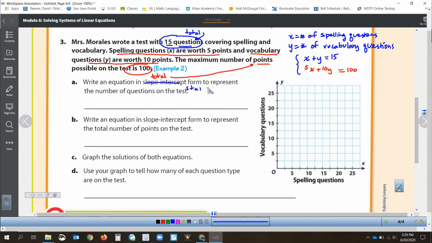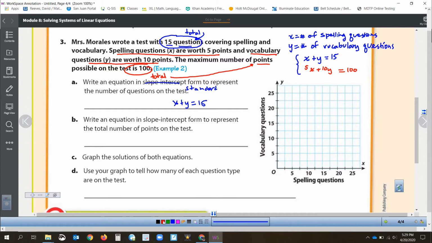So I'm going to strike this off and not really worry about the slope-intercept form. We have a standard form equation, and that is x plus y equals 15. If we wanted it to be in slope-intercept form, we could subtract x from both sides and have y equals 15 minus x, or negative x plus 15, but we're not going to worry about that, okay?